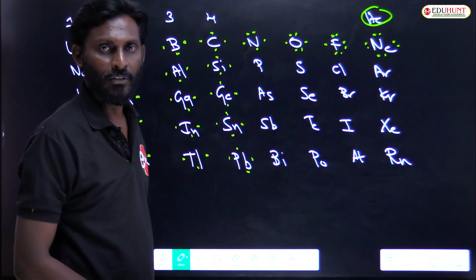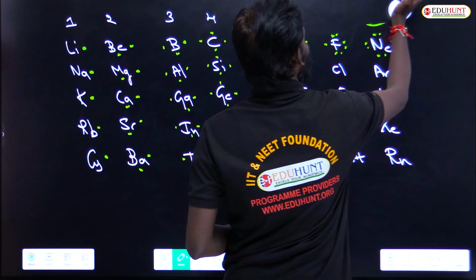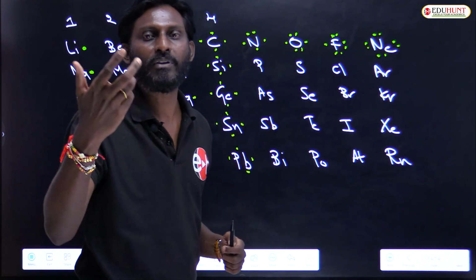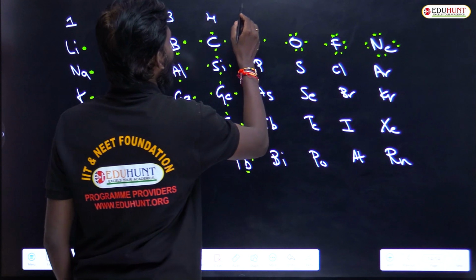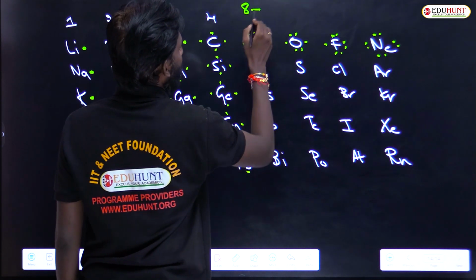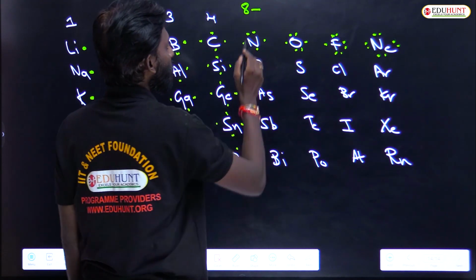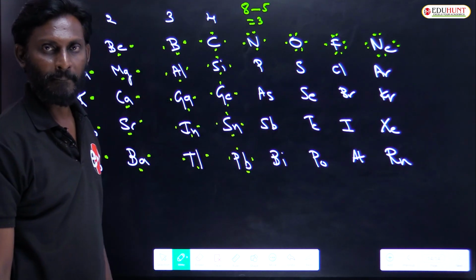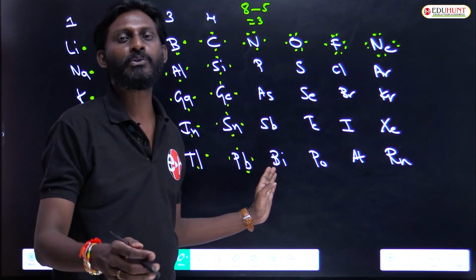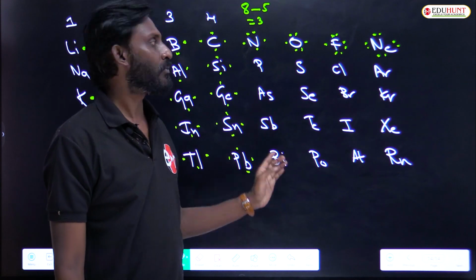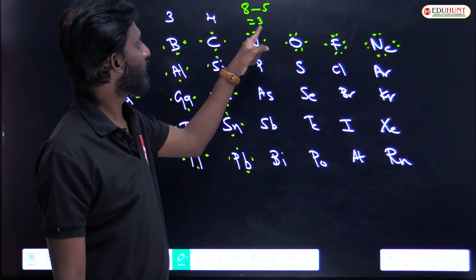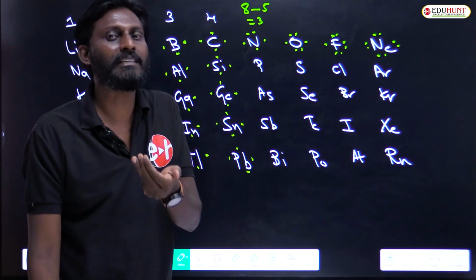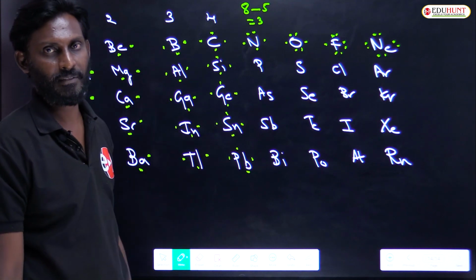Then what to do? Our main target is the octet. So 8 minus valence electrons. How many valence electrons? 5 valence electrons. 8 minus 5 gives you 3. That is the valency. So from the nitrogen family, you have to subtract the number of valence electrons from 8 to get the valency or the combining capacity.